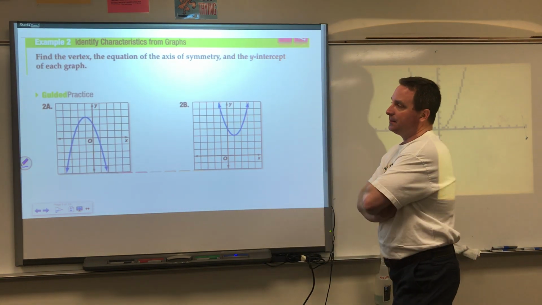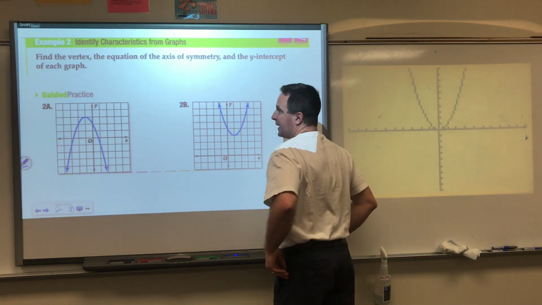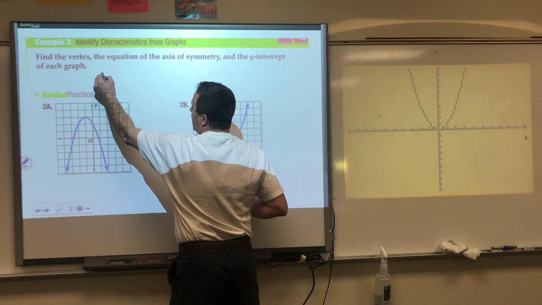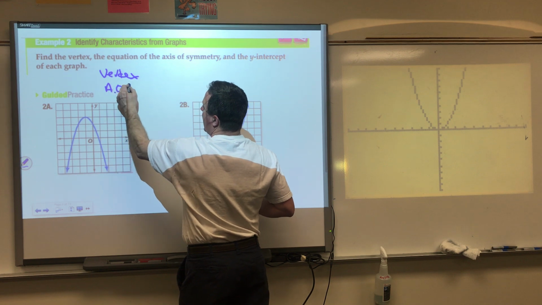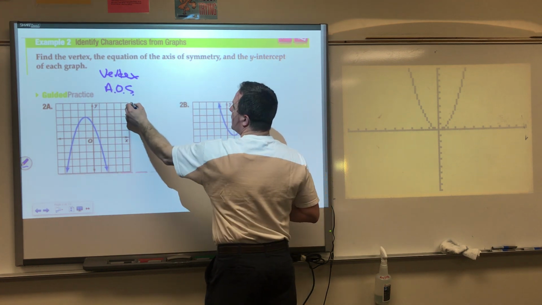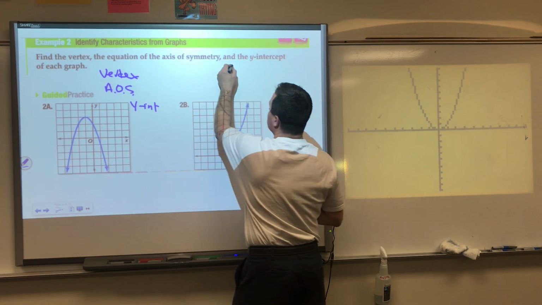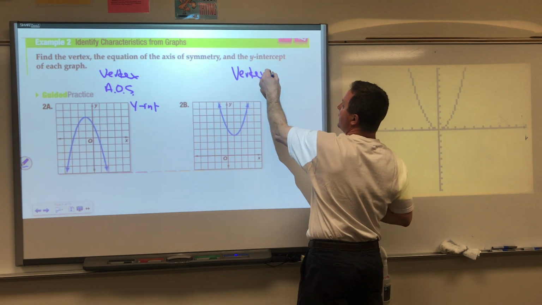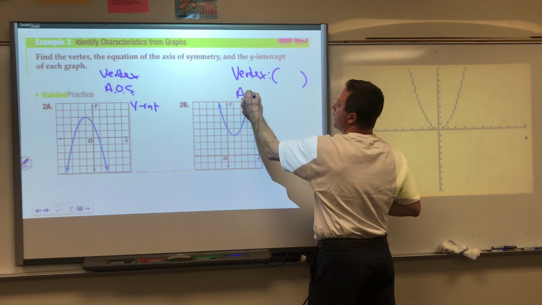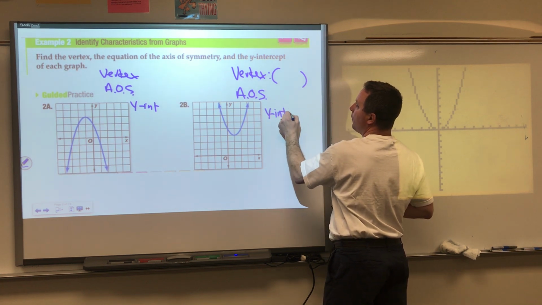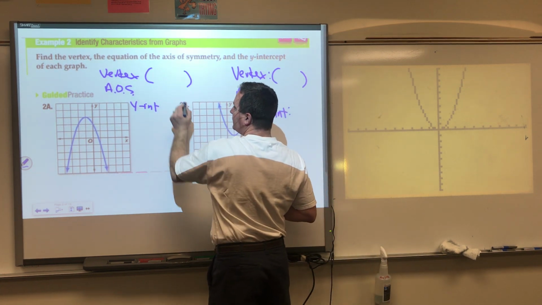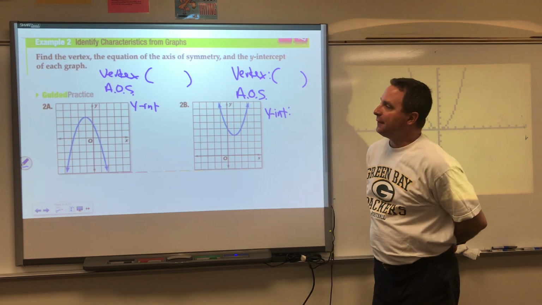All right. How about this? On these two problems, can you help me name these different parts? We want to name the vertex of each one, the axis of symmetry, and the y-intercept. Label this here. We want the vertex, the axis of symmetry, and the y-intercept.